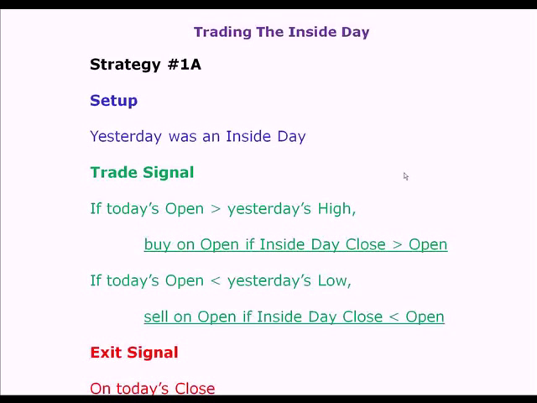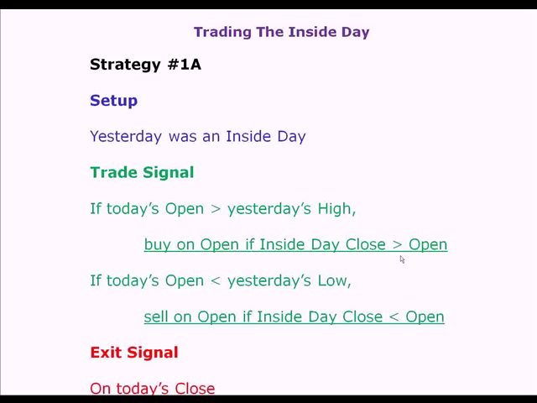Now let's refine our strategy a little bit. It's basically the same setup. We need yesterday to be an inside day. We're also looking for the open to be greater than yesterday's high for us to take a long trade. However, we're adding an extra criterion here, and we're only going to take the trade if the close of the inside bar is higher than the open.